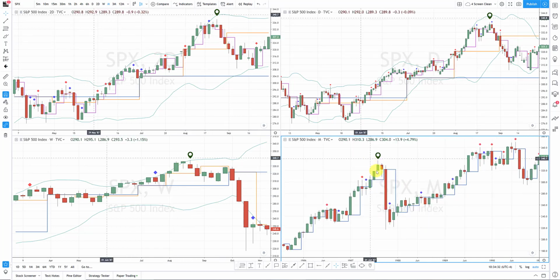Look at the monthly chart. The prior month's low gets taken out. That's when things can begin to reverse. These bigger time frames reverse. That's when you can get these bigger reversals.